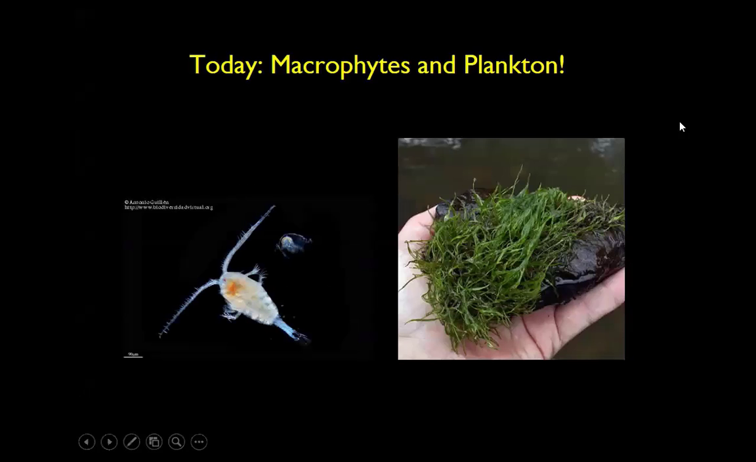Nice. Cool. So today we're going to be chatting about another type of primary producer in streams. Periphyton, which we talked about before the exam, is by far the most important as far as the base of the green food web in streams. It's the most important. But we do want to talk a little bit about macrophytes and plankton and a couple other things as well.